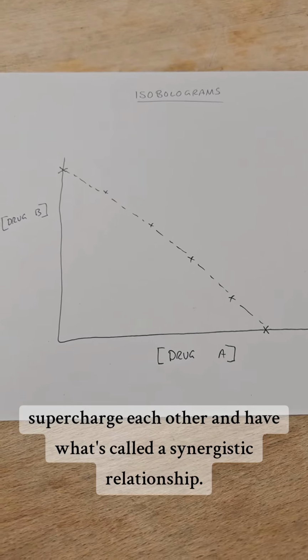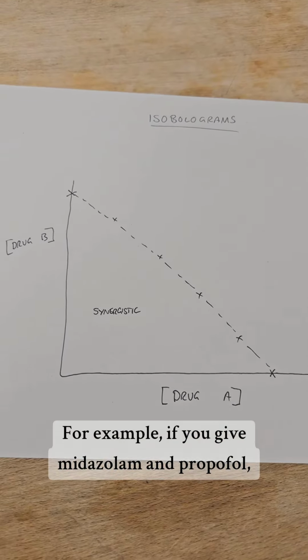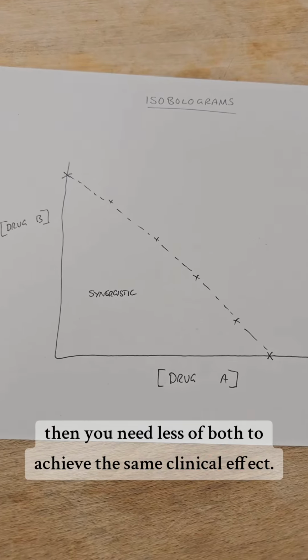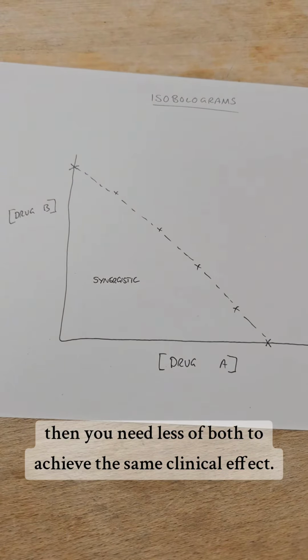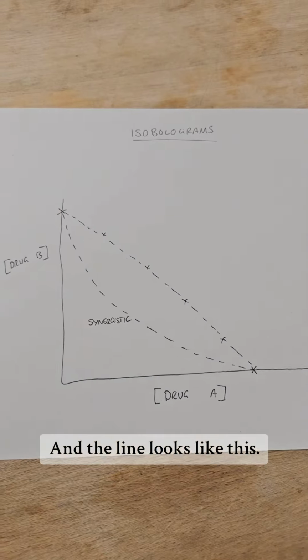However, some drugs, if you give them together, supercharge each other and have what's called a synergistic relationship. For example, if you give midazolam and propofol, then you need less of both to achieve the same clinical effect, and the line looks like this.